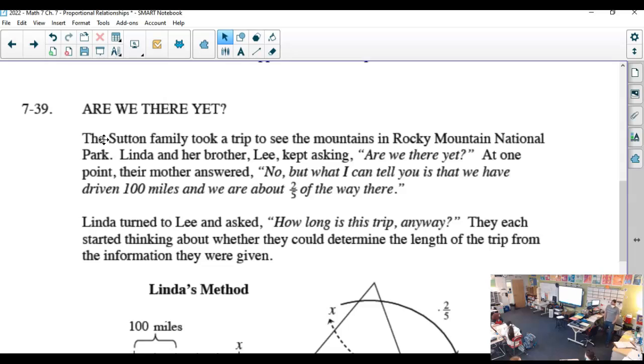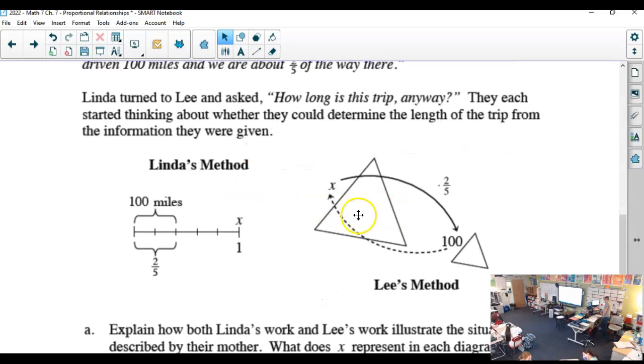So I want you and your team to talk about the situation that's been set up for you. The images on your paper might help you. The triangles do not go with this problem, although they kind of look like they might be able to. So the little bar graph diagram thing, we'll look at this in a minute, the triangle part, but I would probably look at Linda's method. Talk with your team about how you could figure out how far this entire trip is.